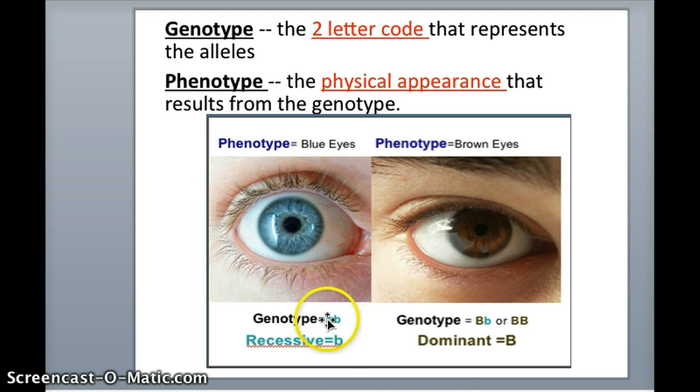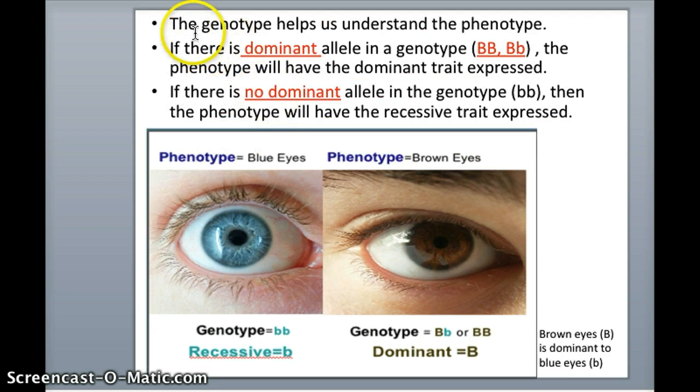So you can see if there's two little b's, it's recessive. The phenotype will be the recessive. If there's a dominant in the genotype, then the phenotype, or the physical appearance, will also be dominant. So that's how those two things are related. So let me review. The genotype helps us understand the phenotype. If there's a dominant allele in the genotype, like big B, little b, the phenotype will have the dominant trait expressed, like brown eyes. If there's no dominant allele in the genotype, then the phenotype will have the recessive trait expressed. So you can see it's blue eyes here. Okay?